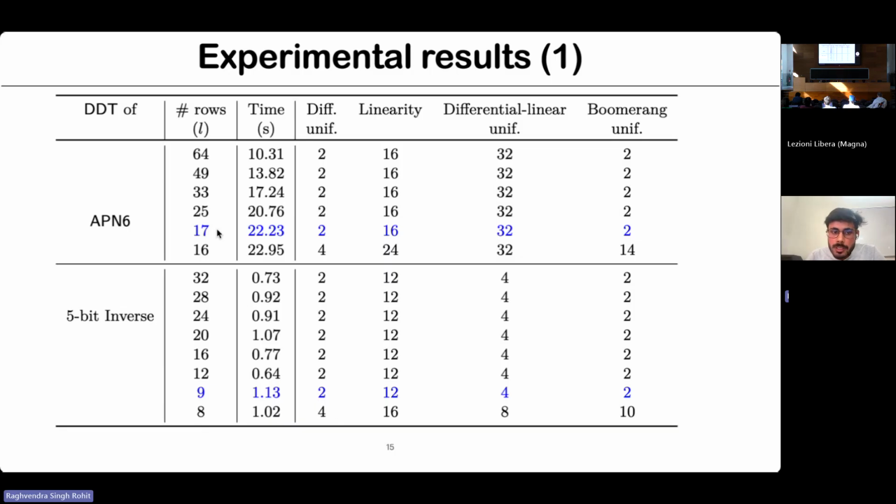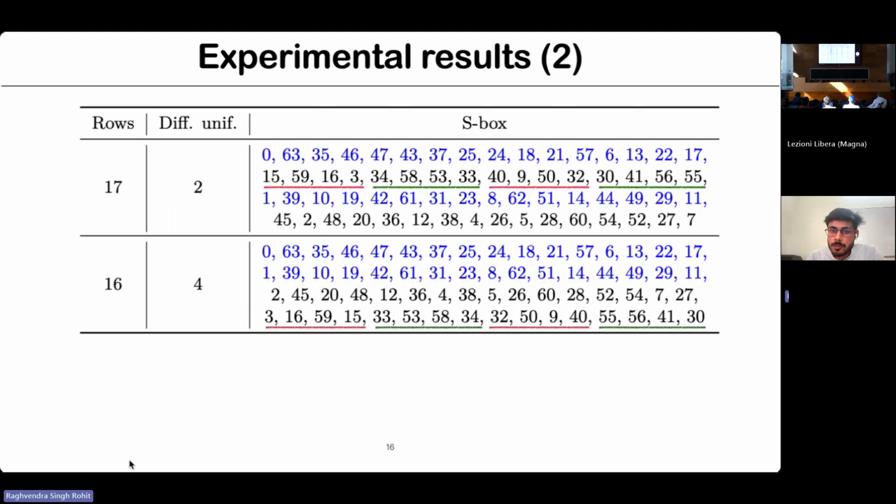So now let's see what the main observations are in these two S boxes, the APN6 S box when we have 17 rows and 16 rows. We find that these two S boxes are very much related. You see in the blues, all the 16 elements are exactly the same, just slightly permuted. And the ones denoted in red and green are again related, but they are rotated by some offsets. So these two S boxes which we got from 17 and 16 rows are highly related.